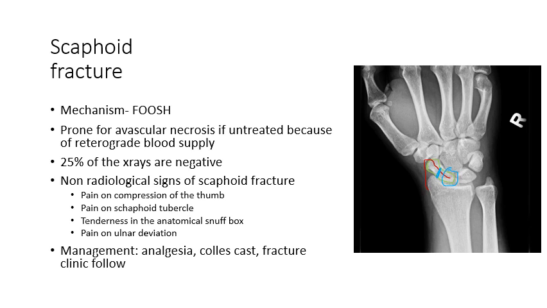25% of the X-rays are negative. They will have a scaphoid fracture, but you feel it is normal. 25% of the X-rays do not reveal anything. But you need to see the non-radiological findings as well. What are the non-radiological findings of your scaphoid fracture? Pain on compression, also known as telescoping of the thumb, pain on the scaphoid tubercle, tenderness in the anatomical snuff box, pain on ulnar deviation.